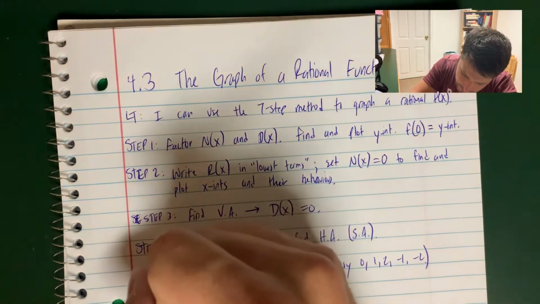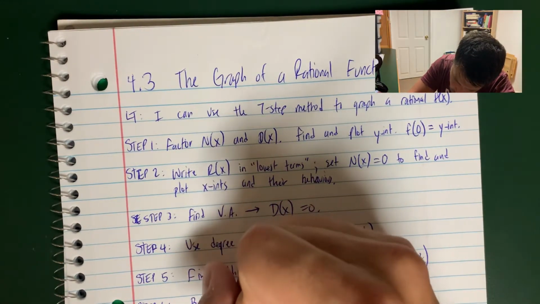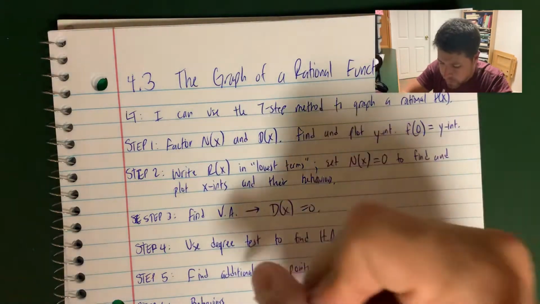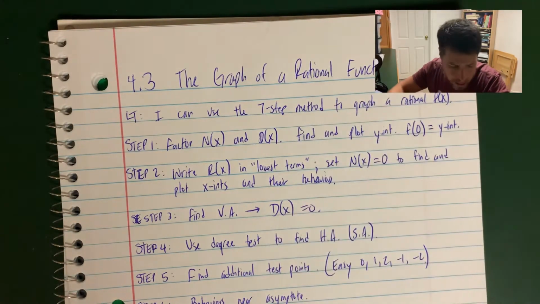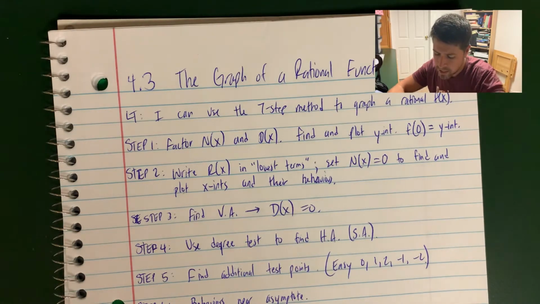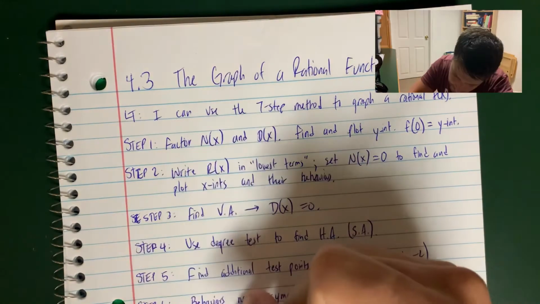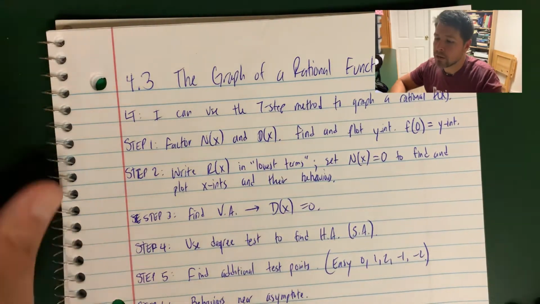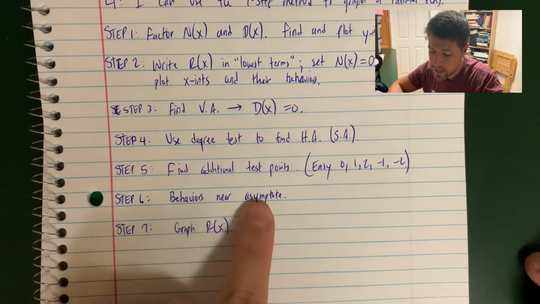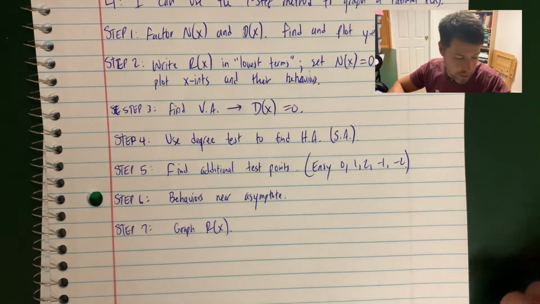Step 6, we are going to find the behaviors near the asymptote. So what happens as values get very, very large? What happens as values get very, very small? And what happens as values get very, very close to where the asymptote is? And then finally, step 7 is to put everything together and to graph the function r of x. So step 6, find the behaviors near the asymptote. We'll do that. And then step 7, graph your function r of x.